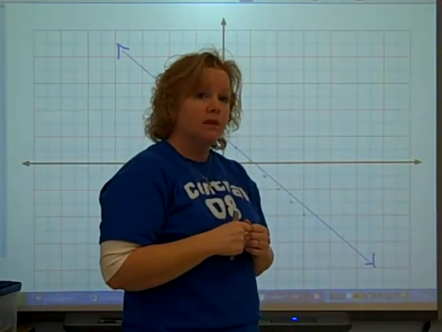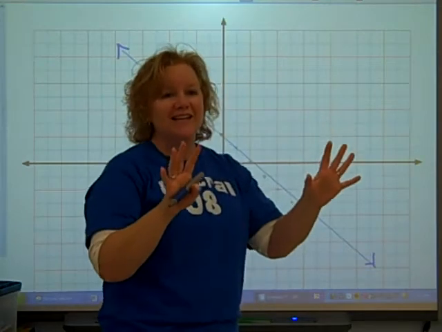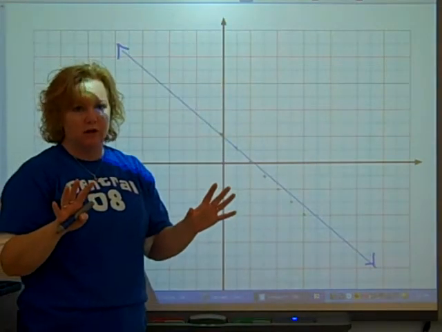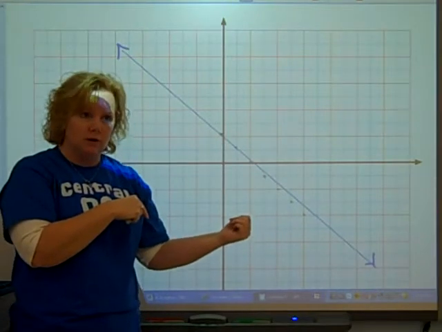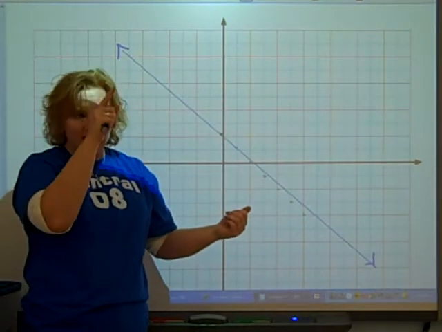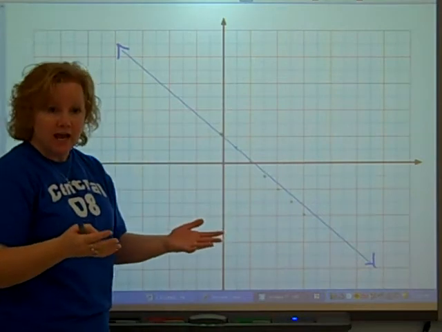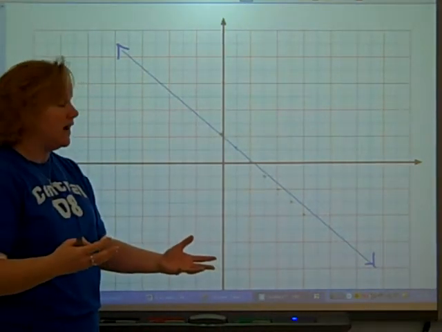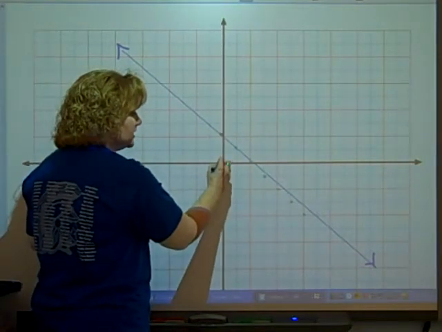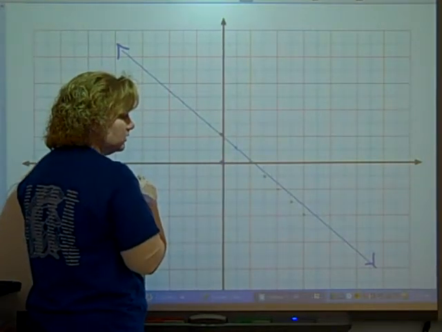Jacob? Test point. Test a point. Now, what's the easiest point to use, do you think? 0, 0. Okay, now why didn't we use it on the last one? Anyone? Because the line went through 0, 0. So the only time I can't use 0, 0 is when it's on the line. You can't test a point on the line. So in this case, yes, I'm going to try 0, 0.